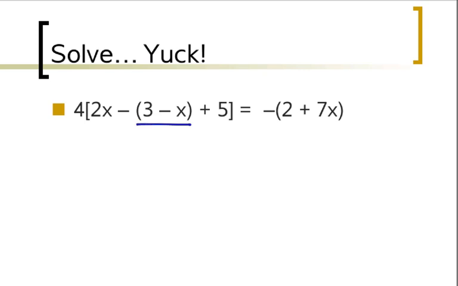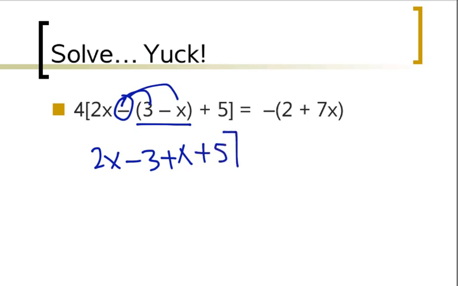Well, there's nothing to do with the 3 minus x, but in front of it, you can see that there's a negative sign. It can get distributed, and then I'll be left with 2x minus 3 plus x, it needs to change the sign, plus 5. Now that's still inside the brackets. Okay, so we can go ahead and further simplify that. Notice I'm just kind of ignoring the right hand side for now because I'm not doing anything with it.